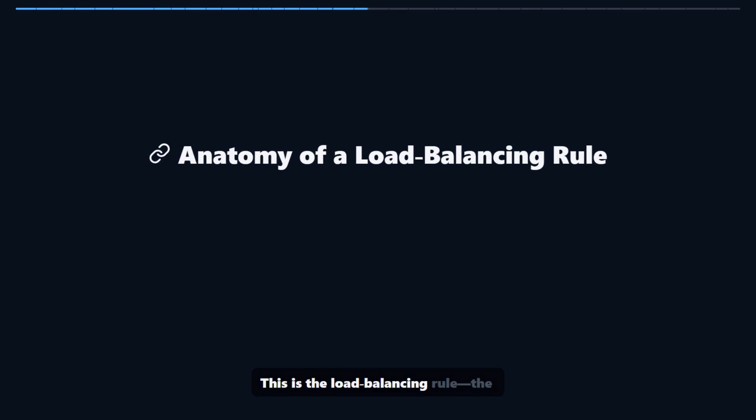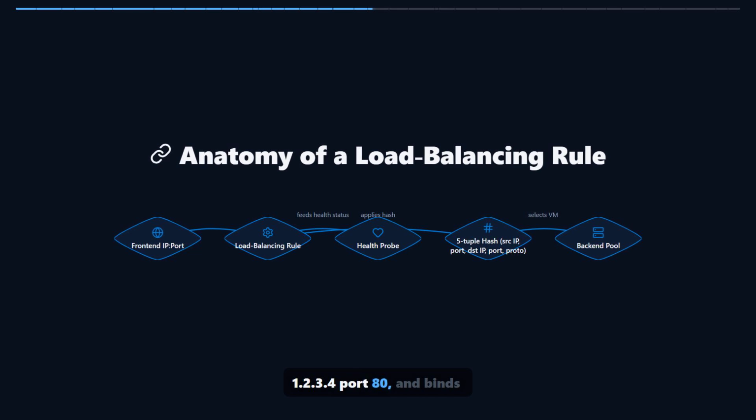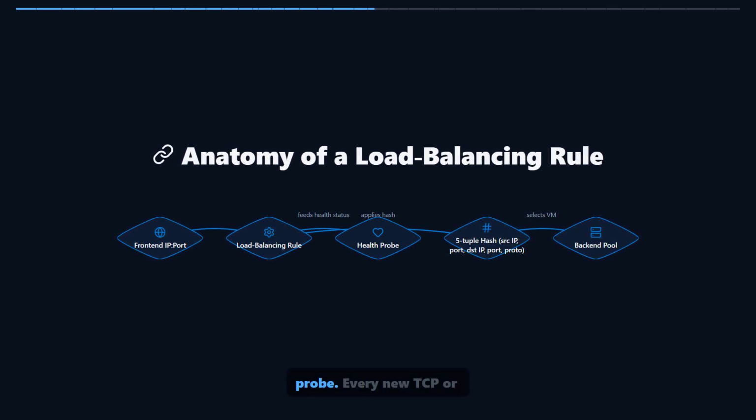This is the load balancing rule, the traffic conductor. It takes the front-end IP and port, like 1.2.3.4 port 80, and binds them to a backend pool of VMs using a health probe.